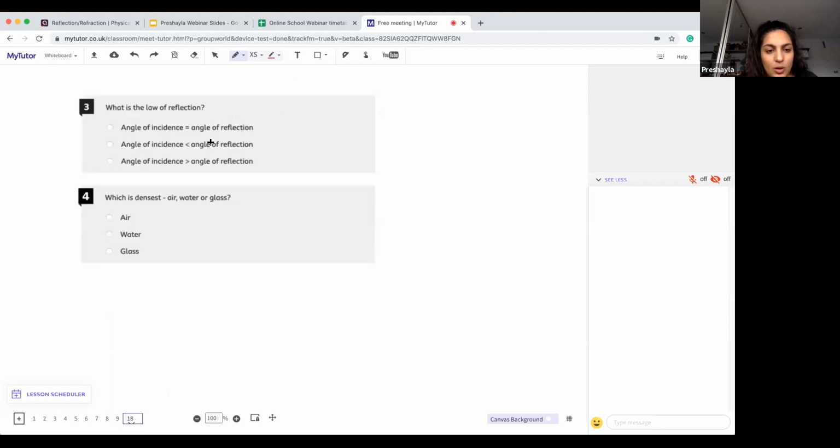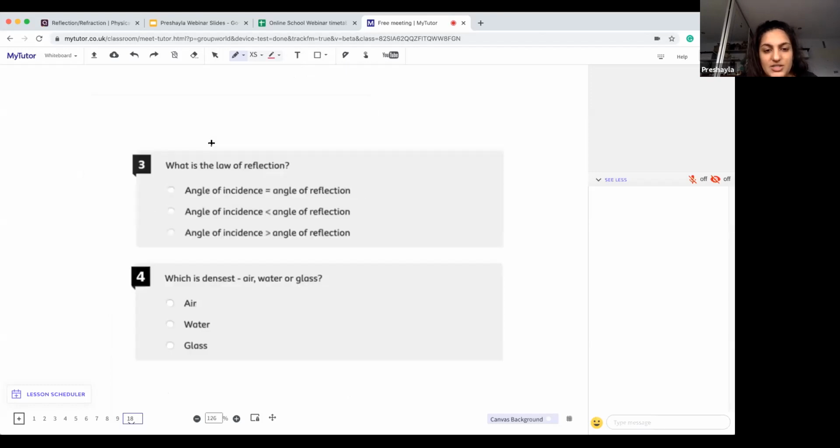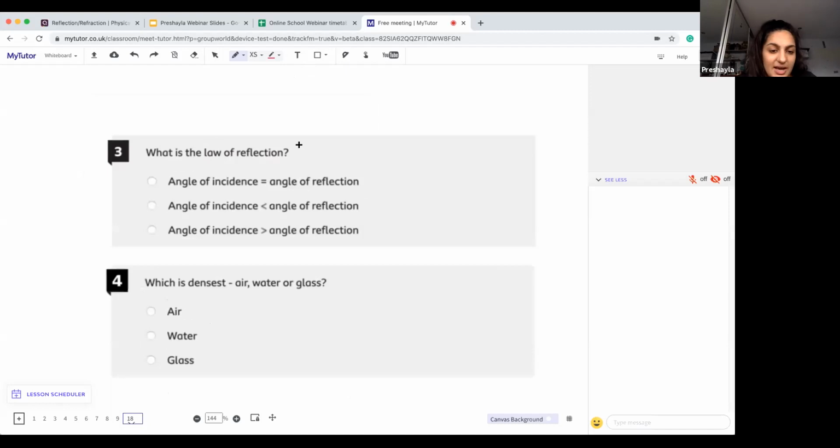What is the law of reflection? Don't feel you need to write it out, guys. Just say A, B, or C. Honestly, it doesn't matter. And that goes for all of them, of course. A, good. So the angle of incidence is equal to the angle of reflection.